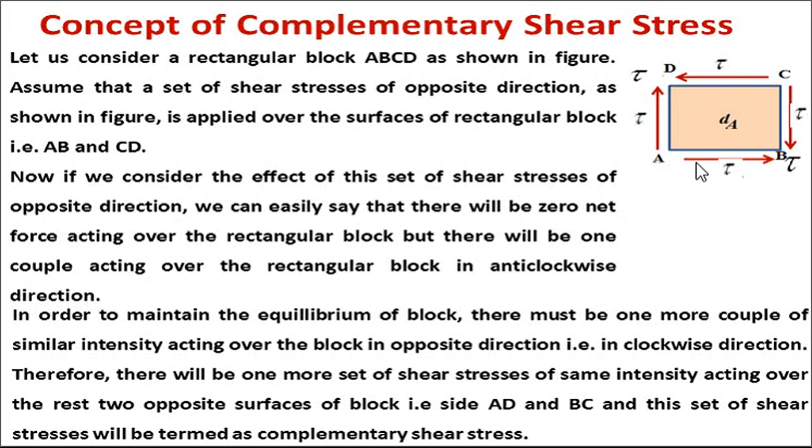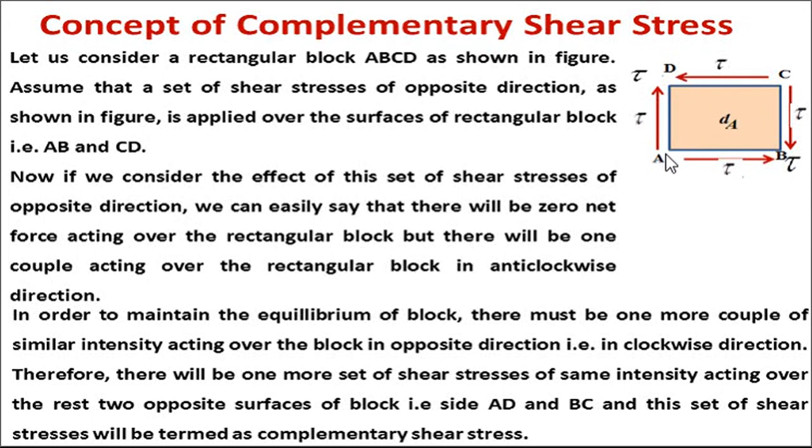If we take sum of Fx equal to 0, what will happen? Rightward is positive, plus tau, leftward is negative, minus tau, so plus tau minus tau will be 0. Similarly, if you take sum of Fy equal to 0, plus tau, and downward minus tau, will be equal to 0. It shows that there will be zero net force acting over the rectangular element. But the moment is not zero, because these forces will cause a moment about any point A.